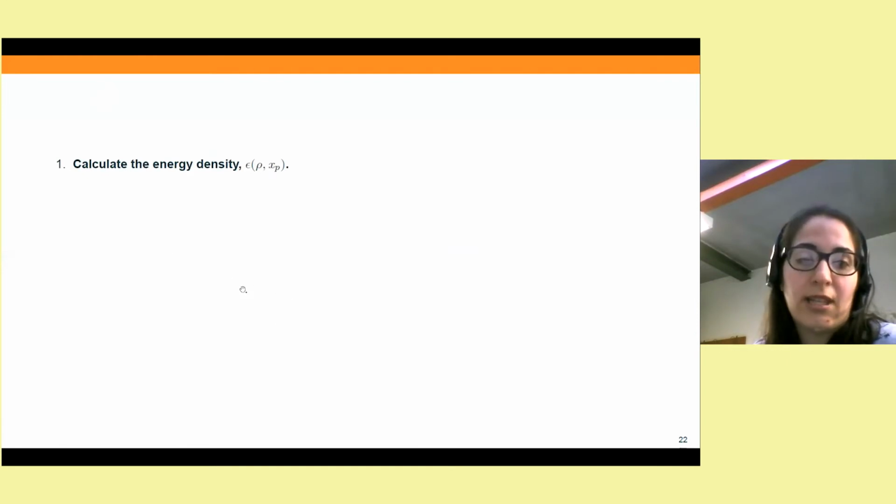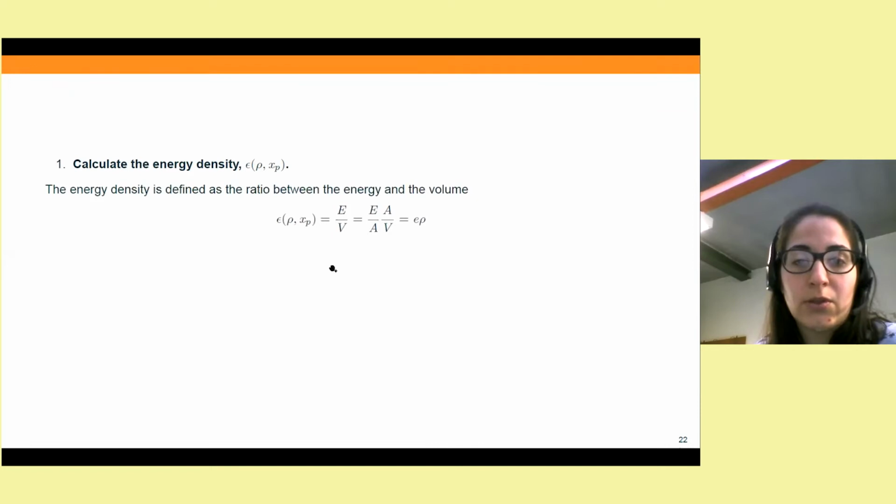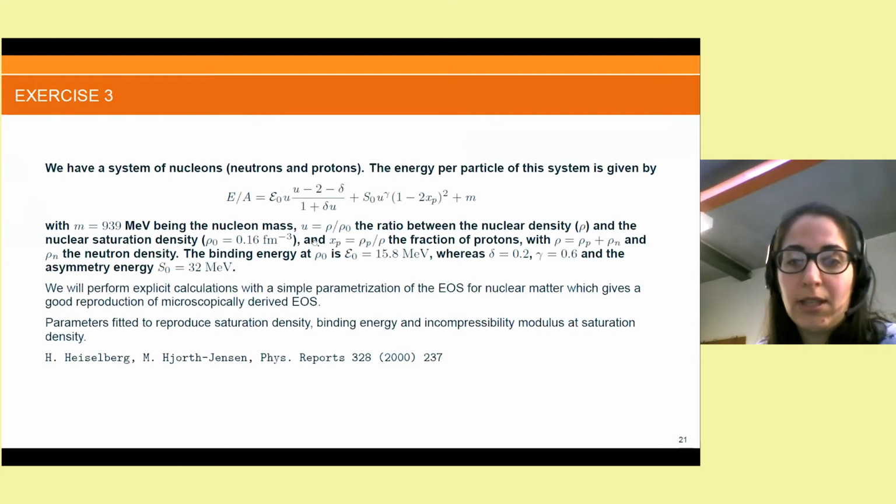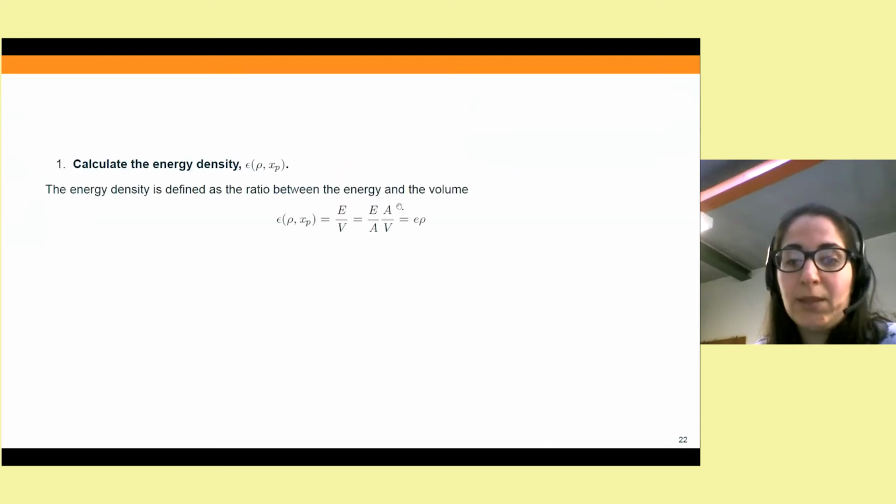This is the definition: it's a density, so energy divided by volume instead of number of nucleons. If we want to compute energy divided by volume, we just divide by number of nucleons and multiply by it also, and we see that we have this energy per particle, that is the expression that we are given here, multiplied by number of nucleons divided by volume.